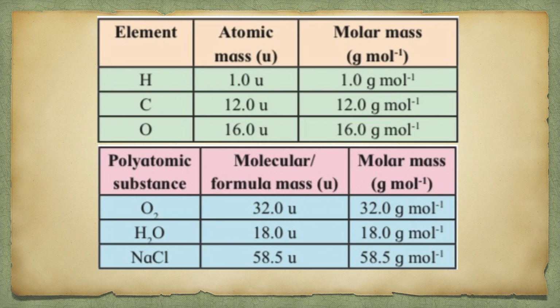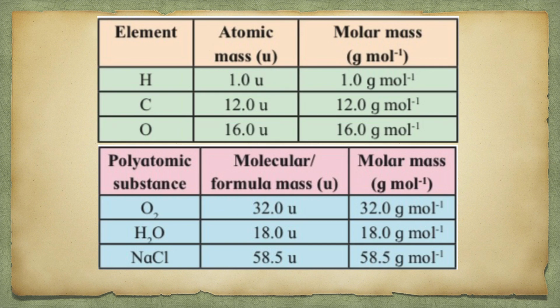Hydrogen, the atomic mass in U is given as 1.0 U, and if I want to write down the molar mass, I just have to change the unit there. It will be 1.0 gram mole inverse. So the atomic mass or the molecular mass expressed in grams is said to be the molar mass. Carbon is equal to 12.0 U, that is equal to 12.0 gram mole inverse. Oxygen 16.0 U, that is equal to 16.0 gram mole inverse.